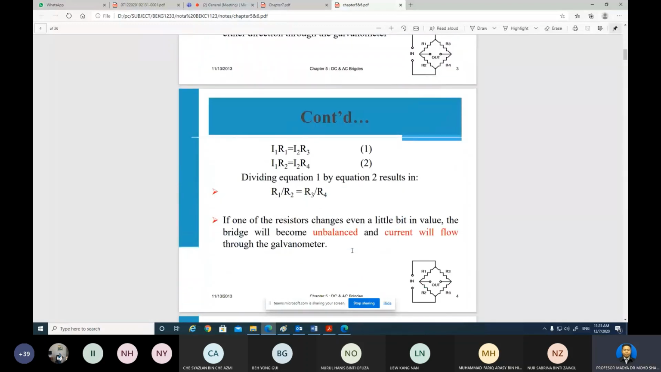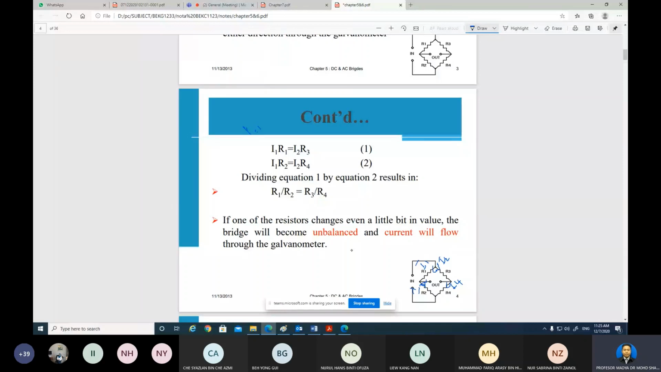This is the equation that I mentioned to you. We assume this as R1, this as I1, this as I2, this as I3, and this one as I4. If this circuit is balanced, the voltage here will be the same as the voltage here.